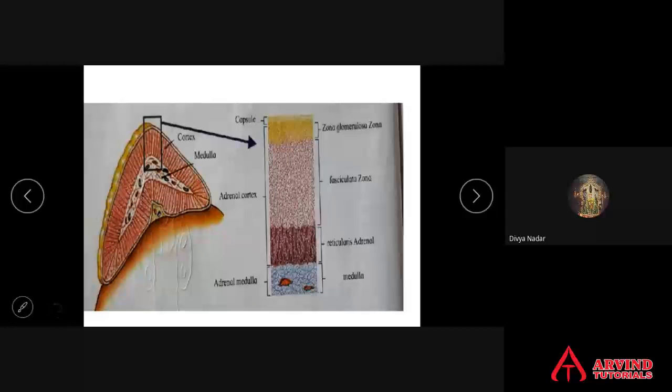This diagram is taken from the textbook. The regions have different functions to perform, and the regions are differentiated based on the granulation. So three regions are there for the cortex: zona glomerulosa, zona reticularis, and zona fasciculata.